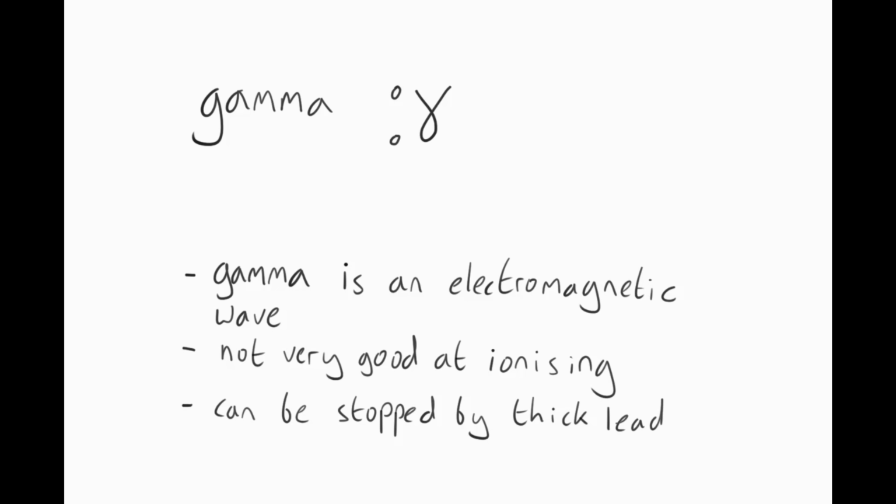Lastly, there's gamma radiation. Gamma is different than alpha and beta in that it's not a particle. There are no protons, there are no neutrons, it doesn't carry any charge. Gamma is in fact an electromagnetic wave. It's part of the electromagnetic spectrum. It's not very good at ionizing, which means it can travel further and through more things than alpha or beta can. In fact, if you want to stop gamma, you're going to have to use very, very thick lead.